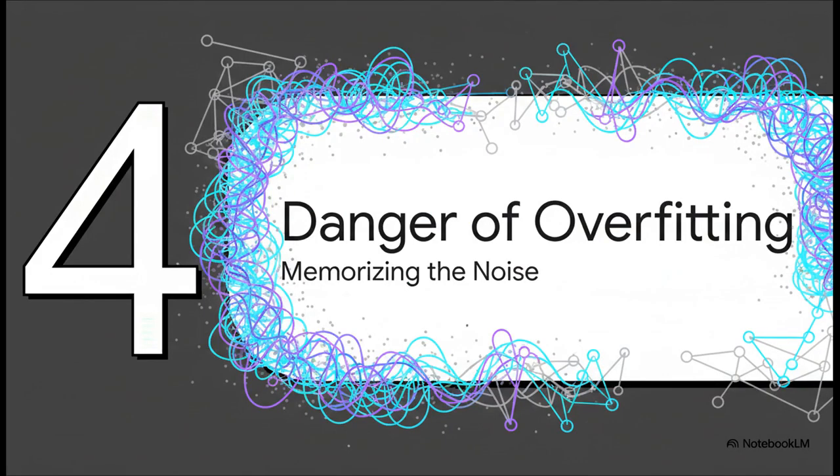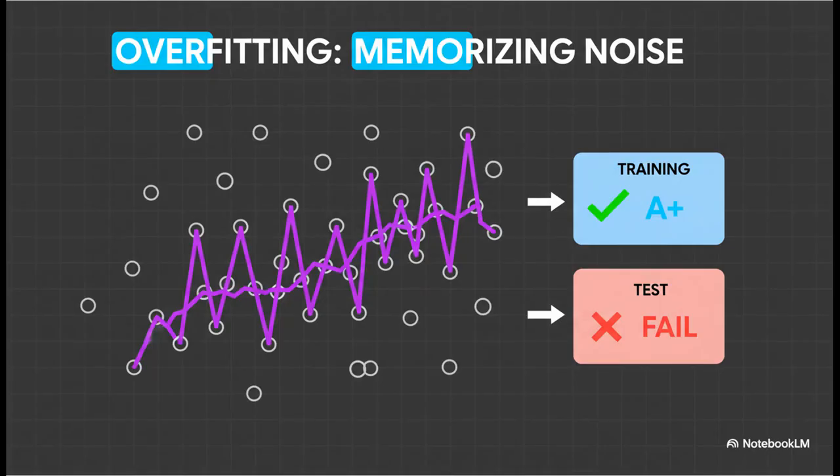Now, on the complete other end of the spectrum, we've got the opposite problem, and this one is often much, much trickier to spot. This is the danger of creating a model that is way, way too complex. This is overfitting. In our student analogy, it works perfectly here too.